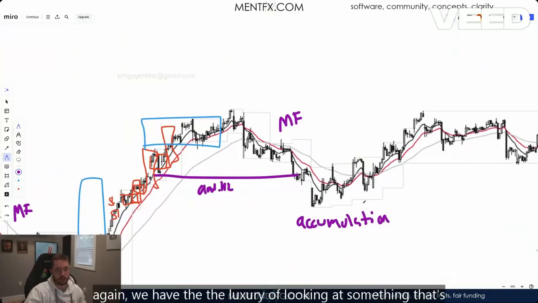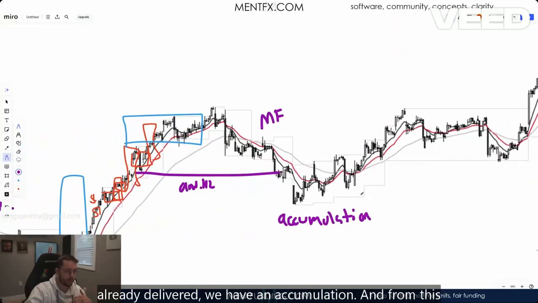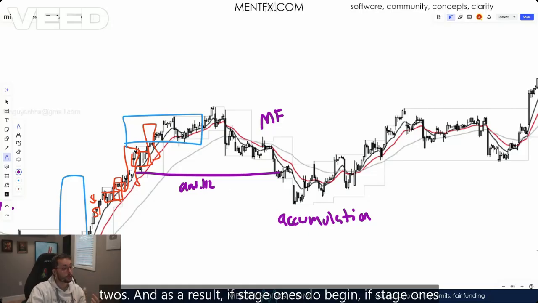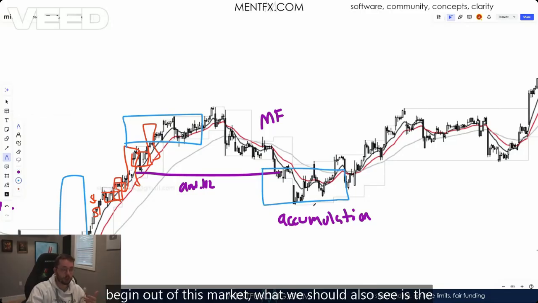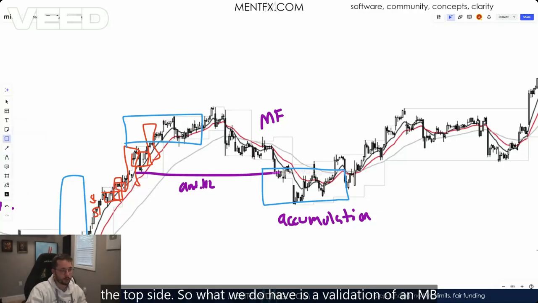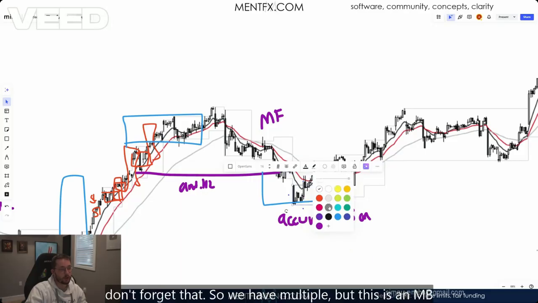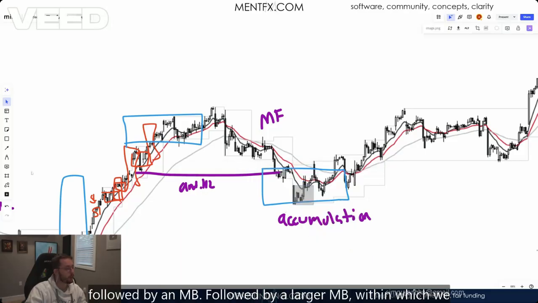Now, in this case here, because we have the luxury of looking at something that's already delivered, we have an accumulation. And from this accumulation, as we know, should start stage ones into stage twos. As a result, if stage ones begin out of this market, what we should also see is these stage ones being made up of MBs that start making moves to the top side. So what we do have is a validation of an MB here. Well, we have multiple, of course, as we always do. Okay, don't forget that. So we have multiple, but this is an MB, followed by an MB, okay?